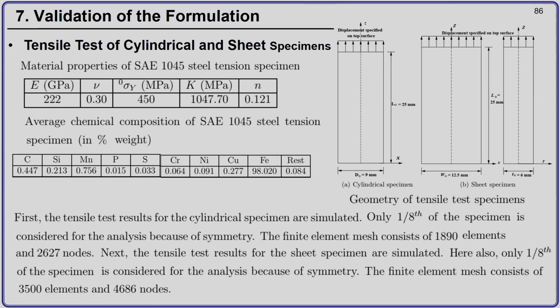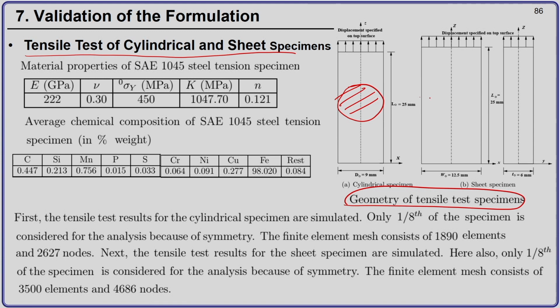So, here we have validated a lot of problems. We just take two of them. One is a static problem. It is a tensile test of cylindrical and sheet specimen. So, you see here the geometry of the tensile test. This is the cylindrical specimen, so this has a cylindrical cross section, and this is a sheet specimen, so it has a rectangular cross section. You can see here this is the side view.